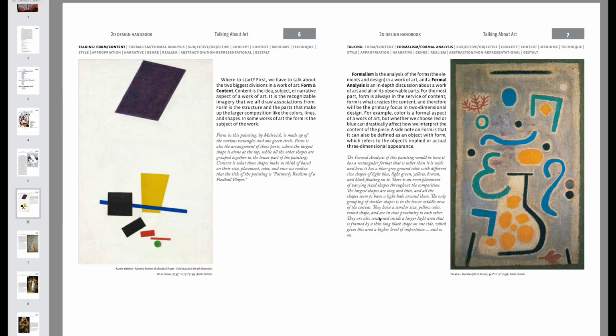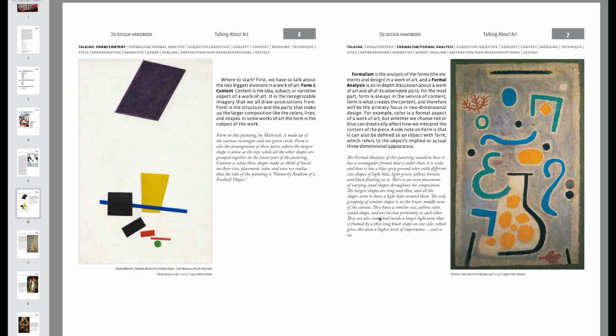A side note on form is that it can also be defined as an object within form, which refers to the object's implied or actual three-dimensional appearance. So on the painting on the left, The Vase by Paul Klee, the formal analysis of this painting would be how it has a rectangular format. That's sort of a tall rectangle. It has a blue-gray color against the background with different size shapes of light blue, light green, yellow, brown, and black floating on it.